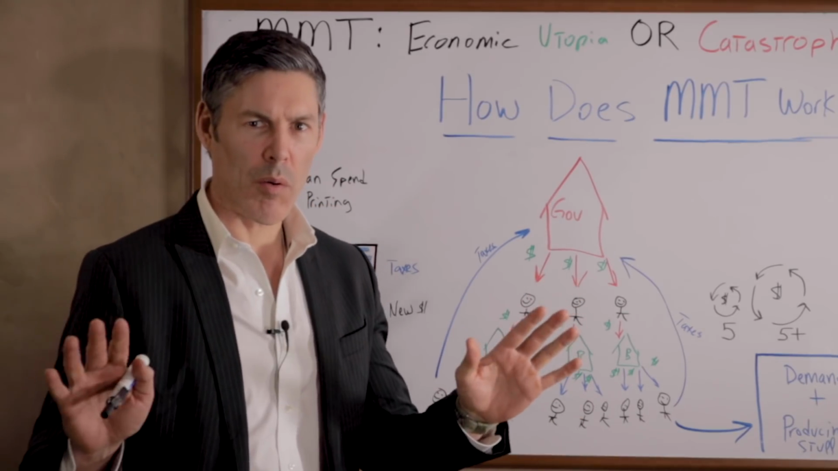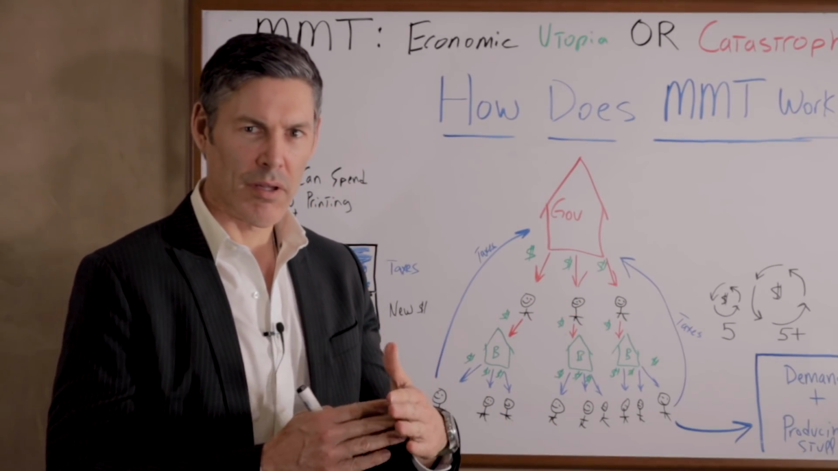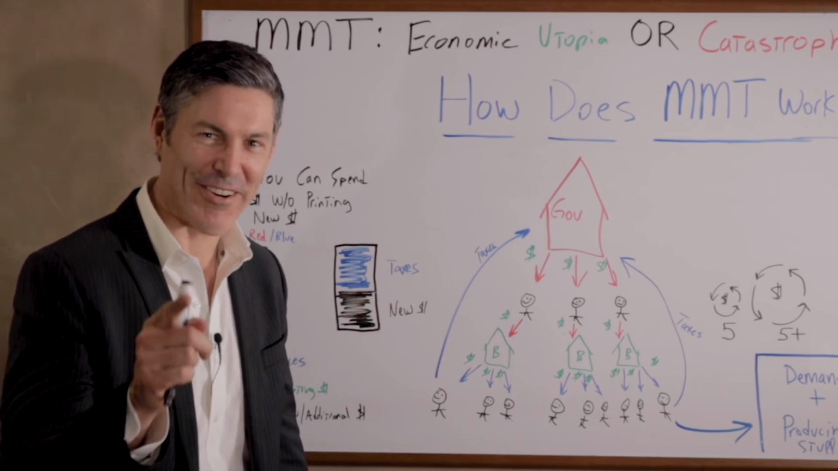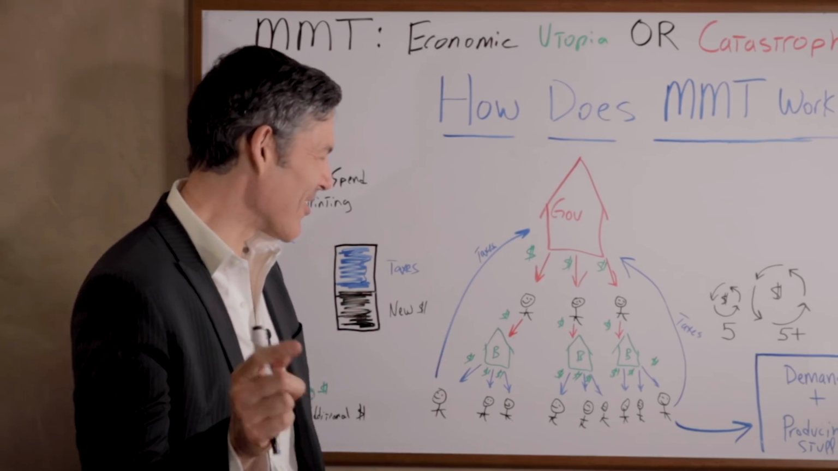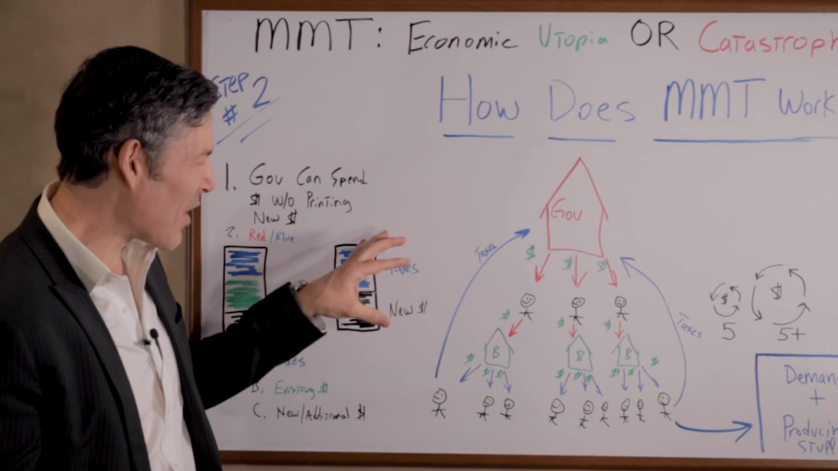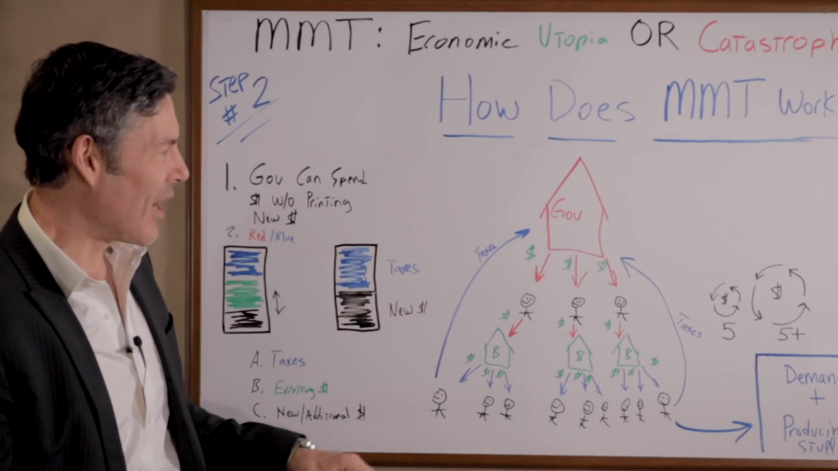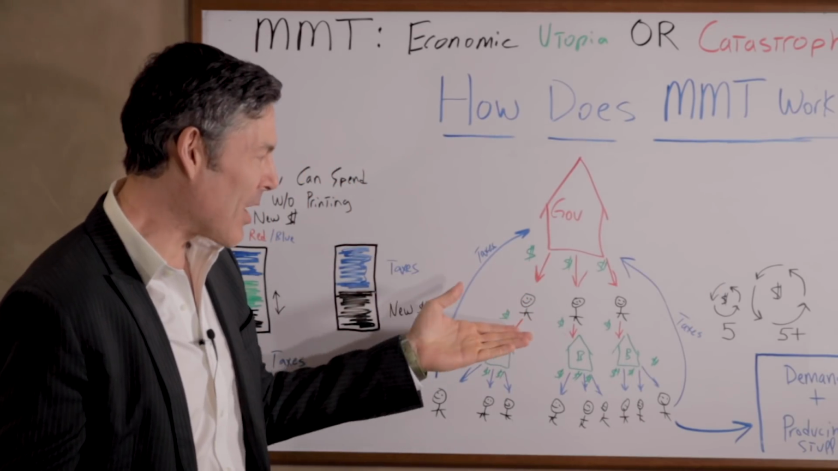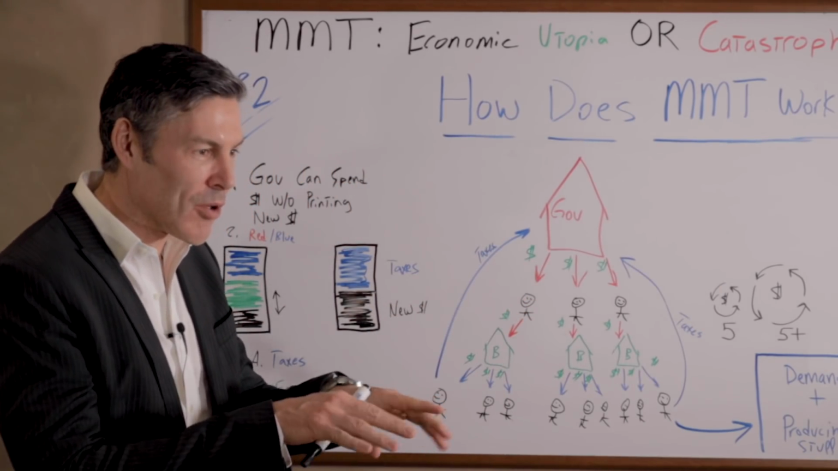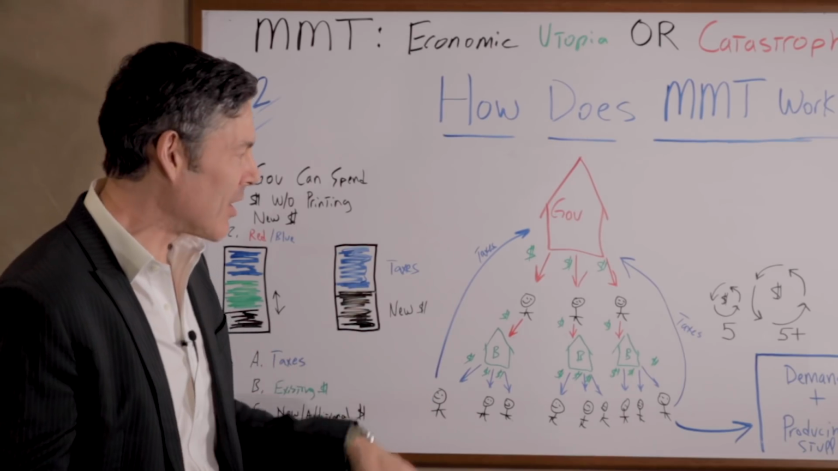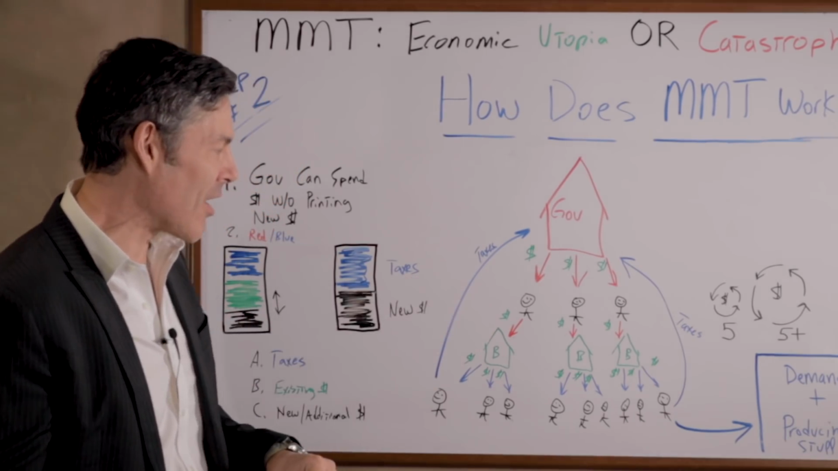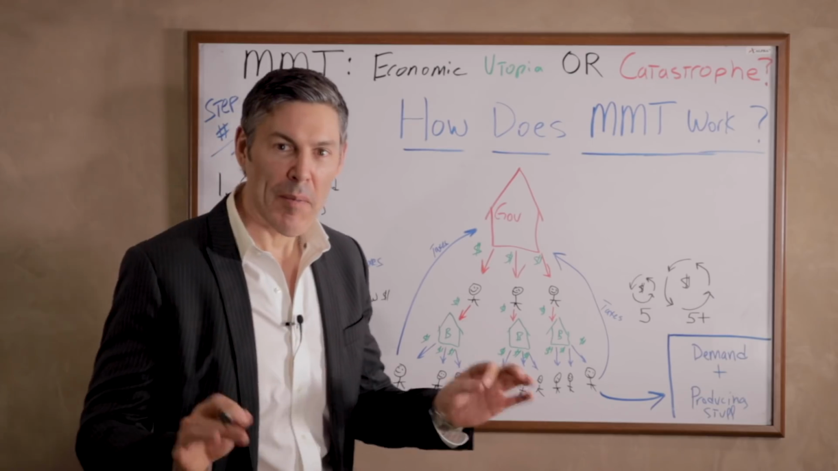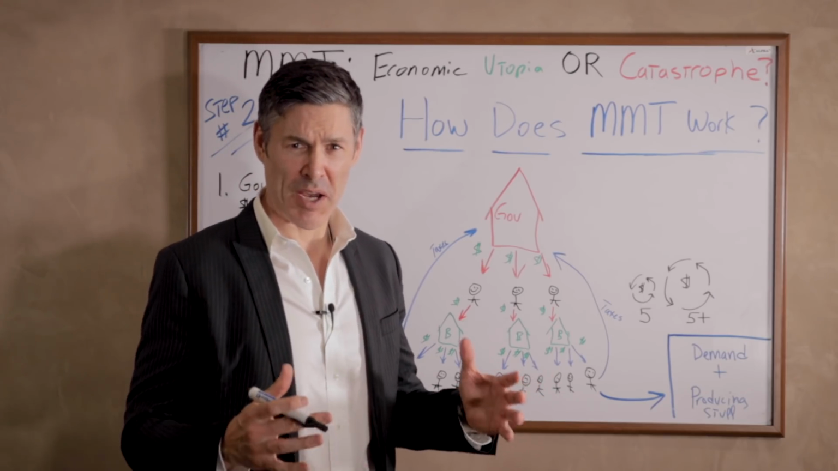Whoa, George, time out. That sounds exactly like the old system. You're right, it is. Here's the difference. Now we don't have a Federal Reserve and we don't have a bond market. The government, if they've got to pay their bills, all they do is just go over to the computer and go pop, pop, pop, and they deposit money into the accounts of the people that they need to pay. Simple. You may be asking yourself, well, George, wouldn't that create inflation?